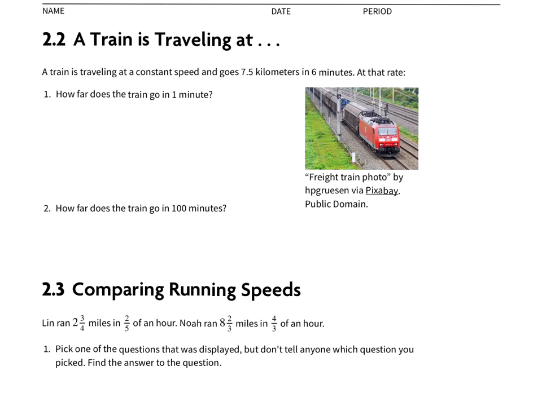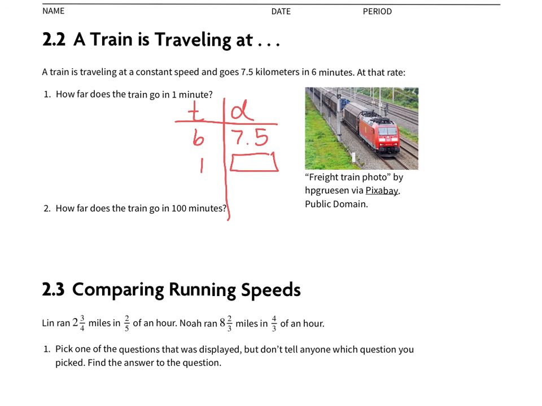So here we are back again to our ratio tables. A train is traveling at a constant speed, goes 7.5 kilometers in 6 minutes. At this rate, how far does the train go in 1 minute? So let's start this problem with a table. We've got time and distance. Time is 6 minutes, distance 7.5. How far does the train go in 1 minute? And we're looking for this.